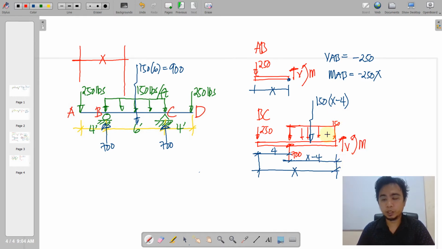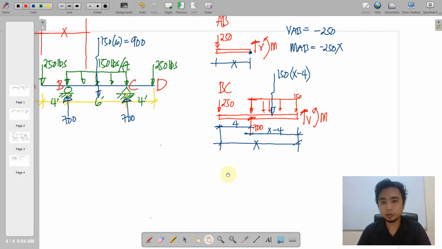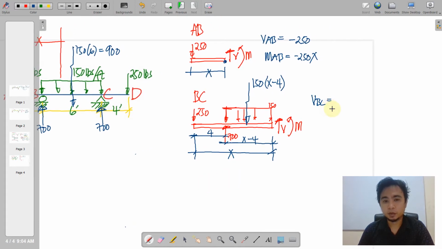So we always note the internal forces here on the cut section. So we write the equation. Writing the equation, we have our VBC. First we have negative 250 minus this downward 150 times x minus 4, and then there will be no other shear here.